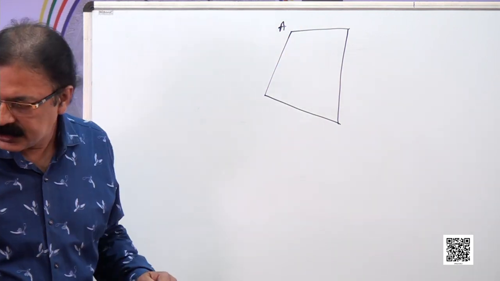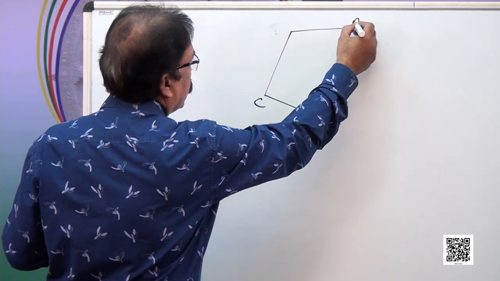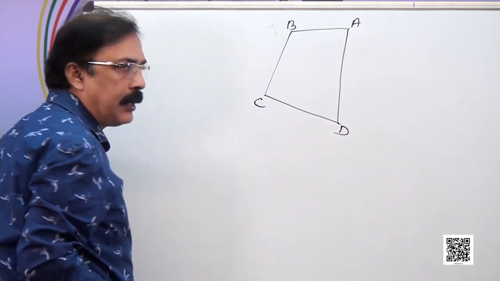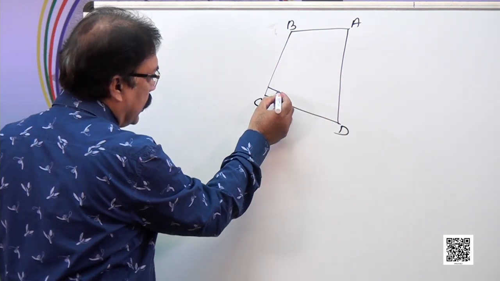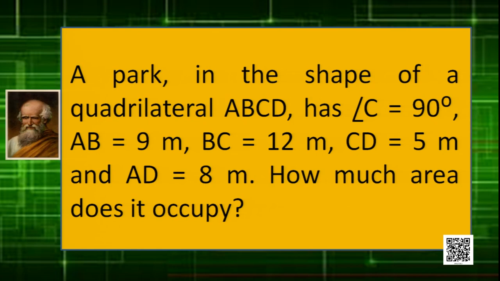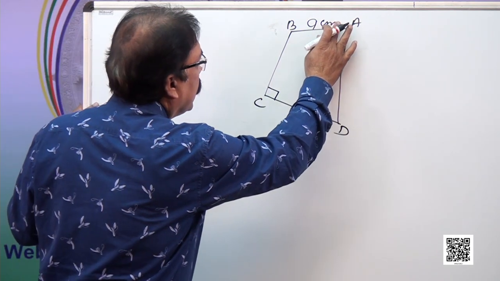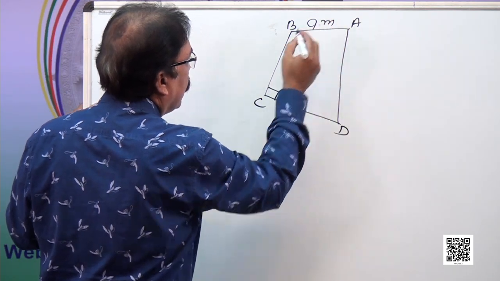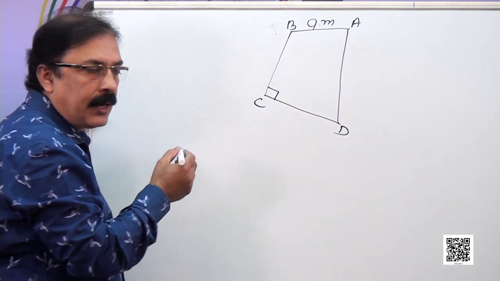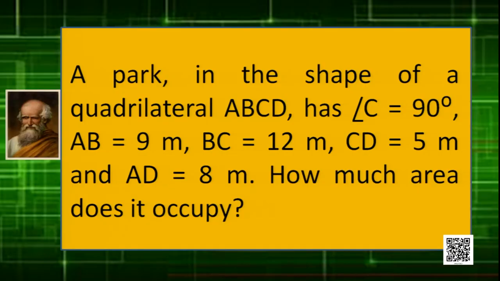Here, angle C is 90 degrees. So, A, B, C, D. Here, angle C is 90 degrees. AB is 9 meter. BC is 12 meter. CD is 5 meter. And AD is 8 meter.